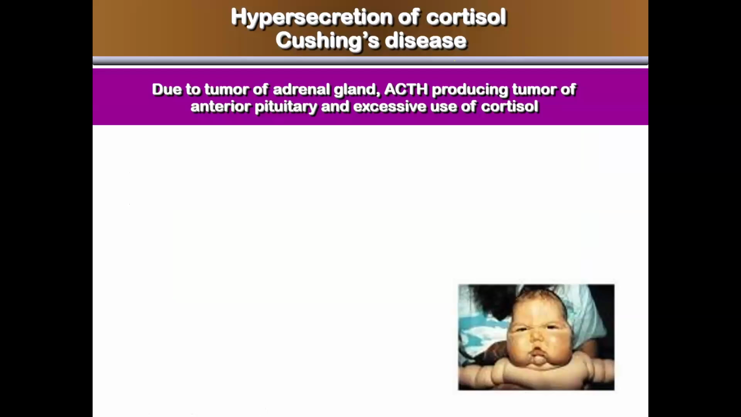There may be high levels of cortisol in the body, and this disease in which the cortisol levels increase in the body is known as Cushing's disease or Cushing syndrome. It could be due to a tumor in the adrenal gland, or it could be due to a tumor in the anterior pituitary, and the anterior pituitary is producing high levels of ACTH.